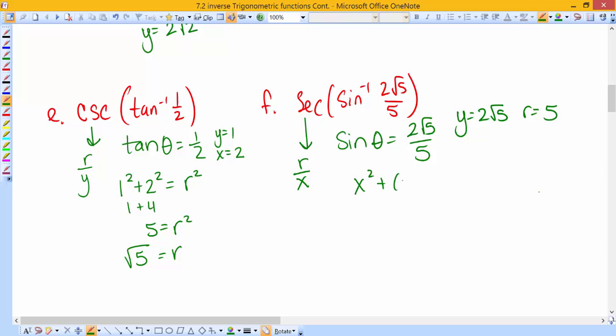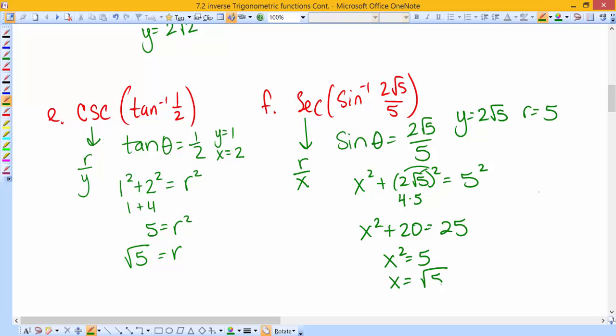X squared plus 2 root 5 squared, please use parentheses, equals 5 squared. Here you have to distribute. 2 squared is 4. Root 5 squared is 5. This is 4 times 5. So x squared plus 20 equals 25. Move the 20. X squared equals 5. So x equals the square root of 5.